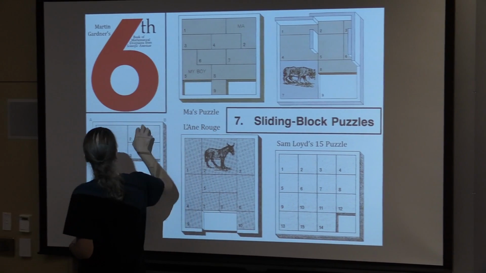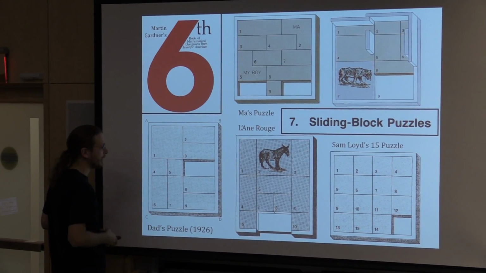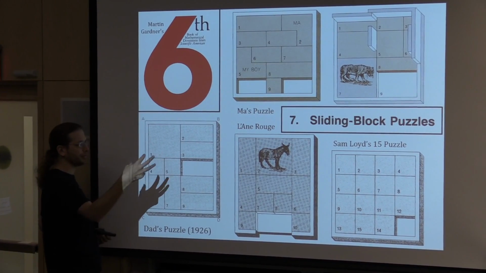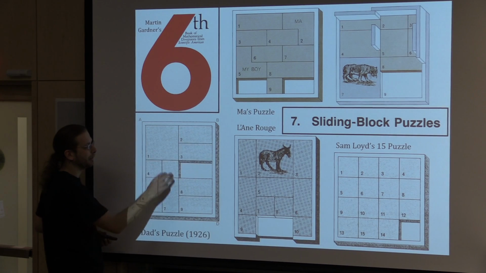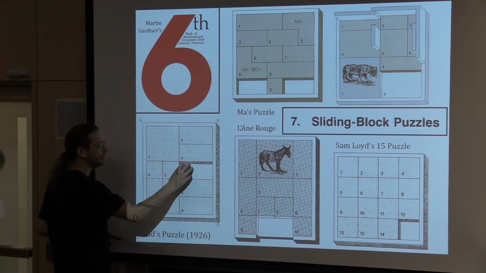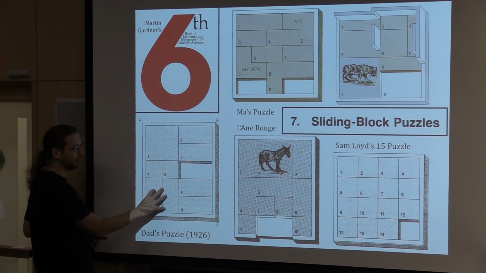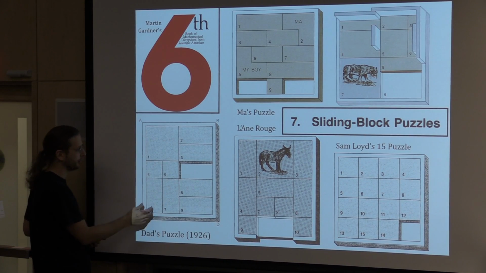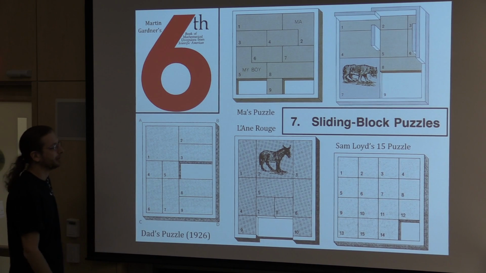You have blocks, let's say typically rectangles, and you, as an agent from outside, can pick any block you want and slide it along some non-colliding path. So I can move this over, and then move this over, and then move this guy down. In this case, the goal is to move this block to here. These puzzles go back to the 20s.